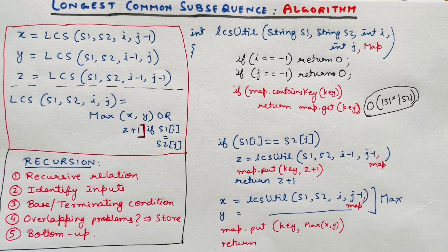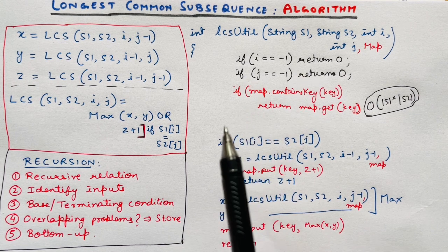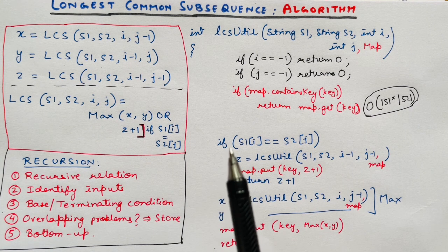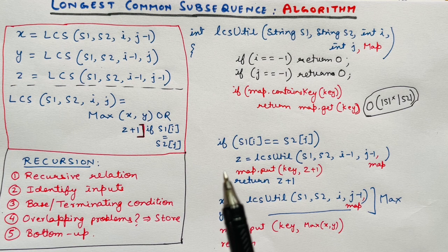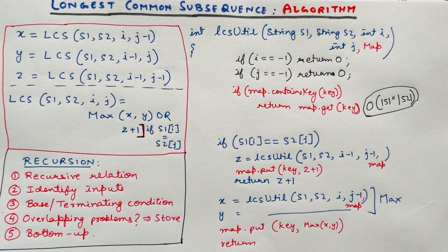Once we had our recursive relation, we wrote the algorithm for it. We also identified the base or terminating condition. The base condition was when at least one of the two strings became empty. That corresponded to whether i's value or j's value became equal to -1. Then we also solved the problem of overlapping subproblems and duplicate calculation. We used a map to store the results of the problems that we have already seen. So this completed our top-down dynamic programming approach.